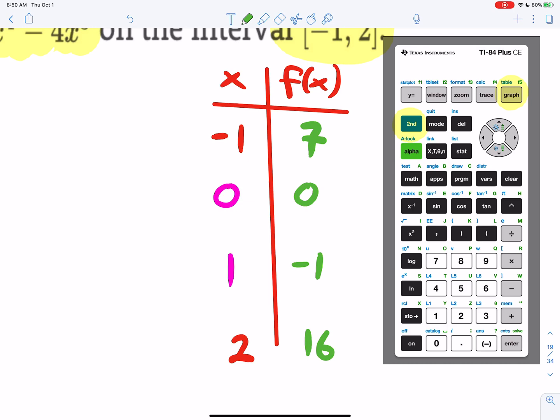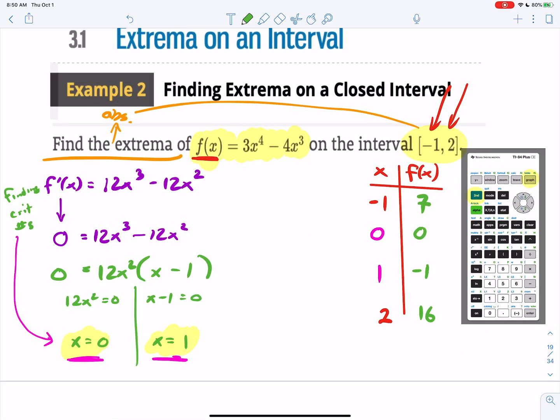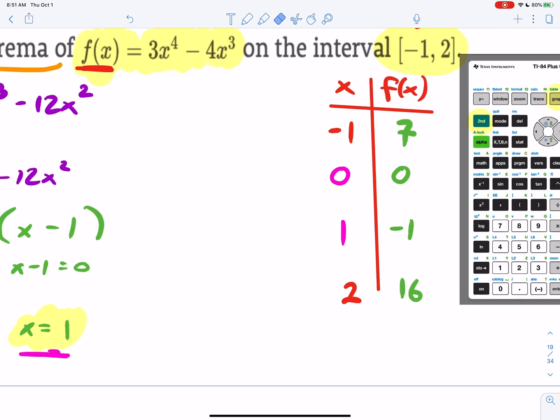Okay, so when you get to this level of math, we don't want to spend all this time. If this was algebra 1 or algebra 2, they would make you go f of -1 equals 3 times -1 to the 4th power minus 4 times -1 to the 3rd. And then you have to solve it. And then you go f of 0 equals 3 times 0 to the 4th minus 4 times 0 to the 3rd power. You would have to do everything by hand. But with calculus, we don't care about the baby work. Okay? So take a look here.